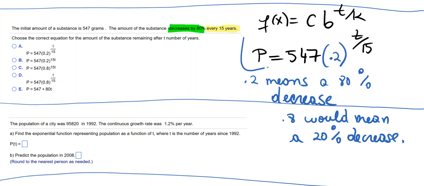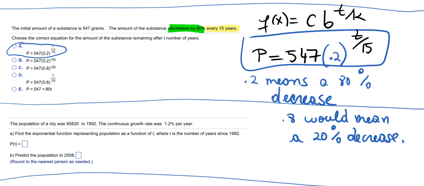Okay, so this is the equation that we need. So it's basically this first one, A. So your Q is that every 15 years this change happens. So you need to use the formula with the k in it.